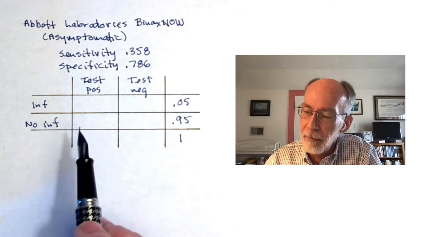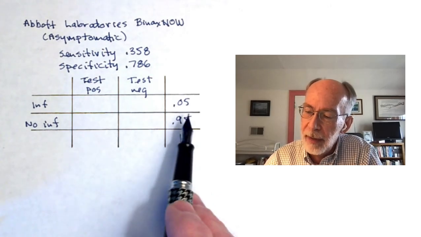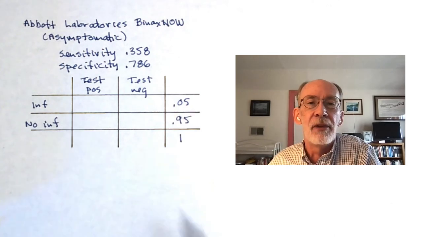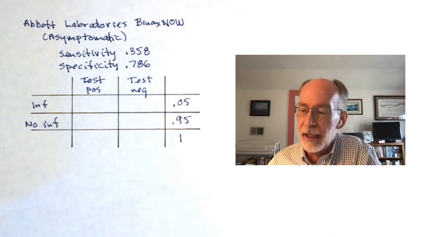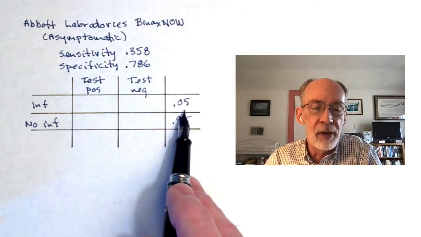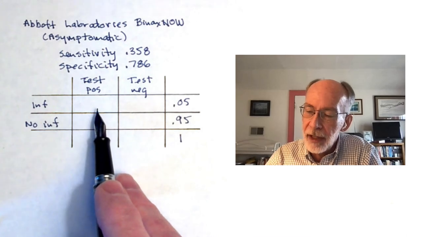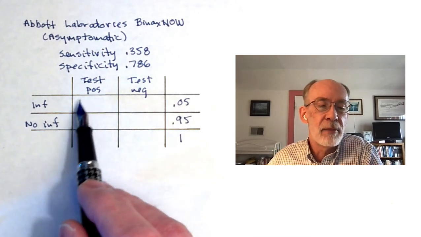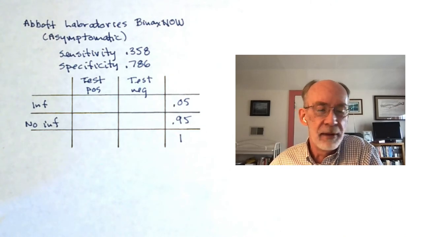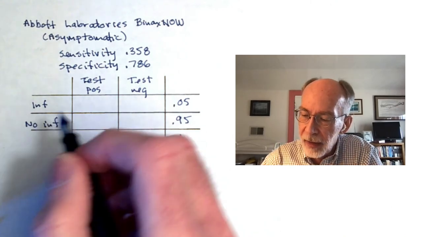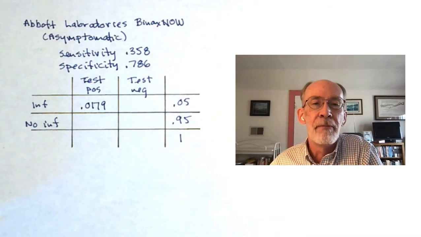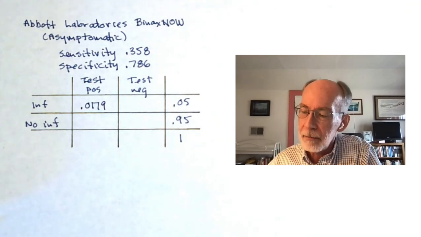So now what? Well, if the probability of an infected person testing positive, i.e. the sensitivity, is 0.358, then if I multiply 0.358 by 0.05, that should give me the fraction of the population in decimal terms that is both infected and would test positive. And that is, if I do the arithmetic, which I've done ahead of time for convenience, 0.0179.